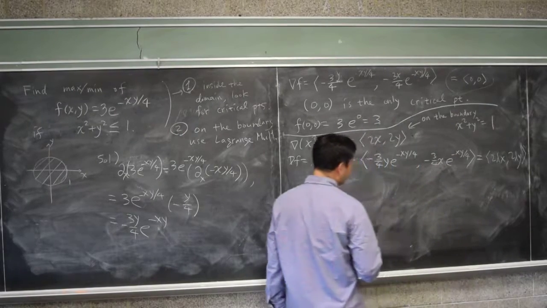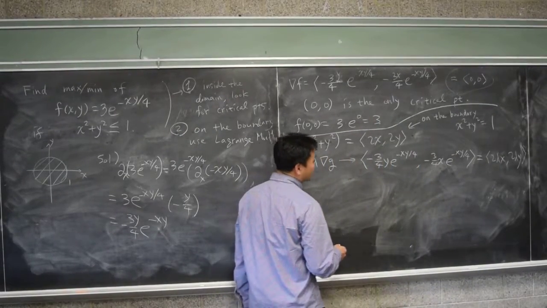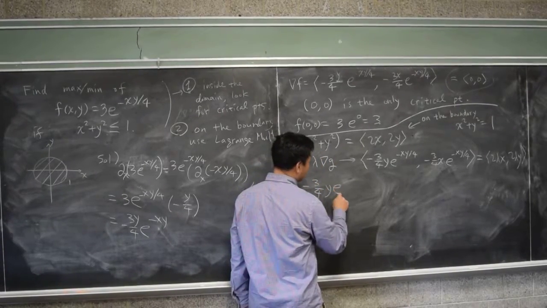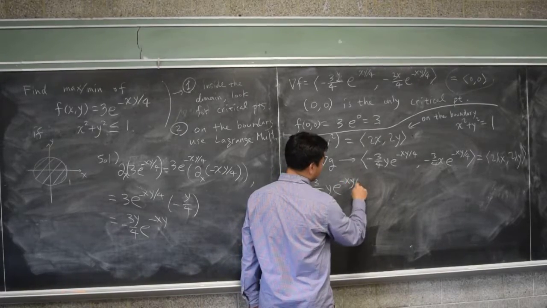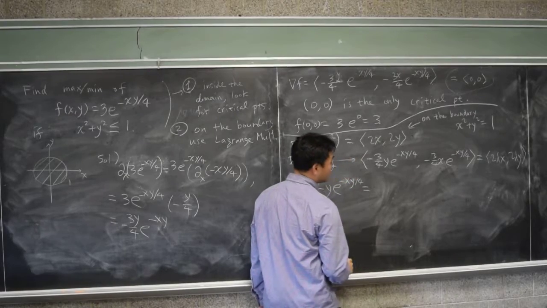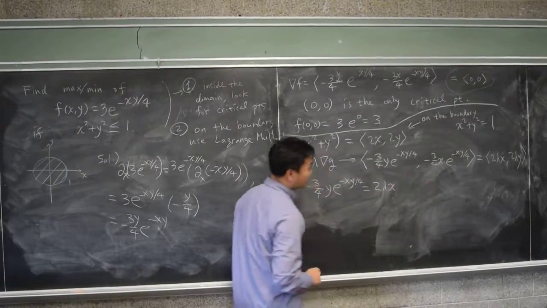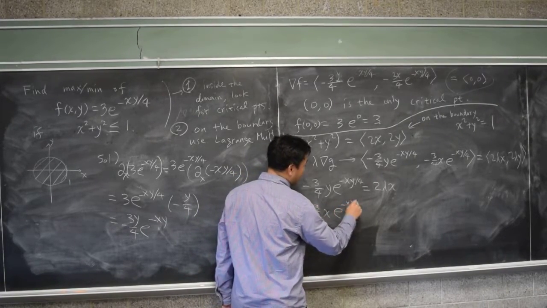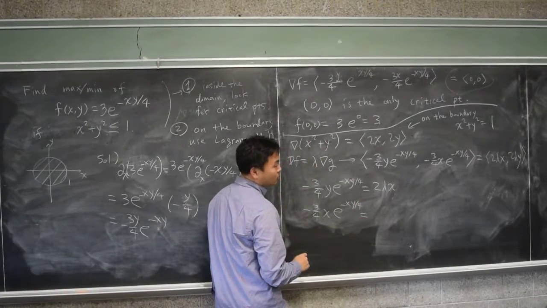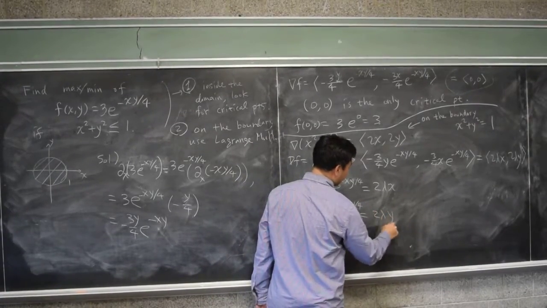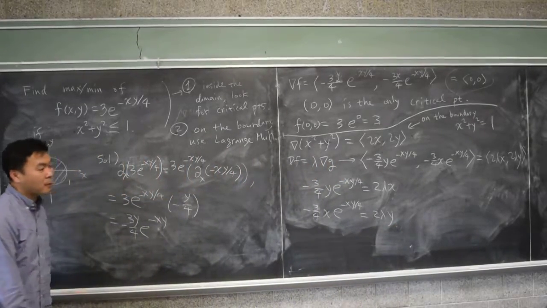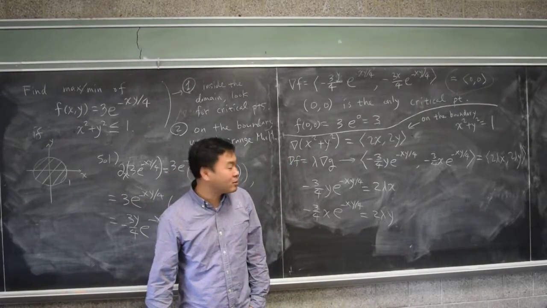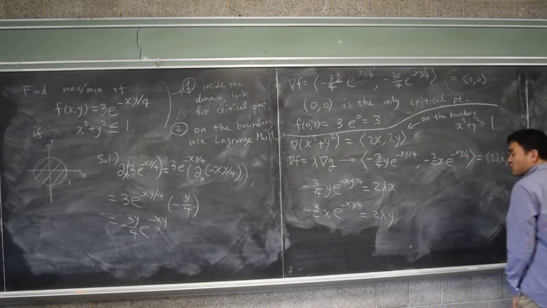Okay, and then we have the following. We have that negative 3 over 4 y times e to the negative xy over 4 is equal to 2 lambda x, and negative 3 over 4 x e to the negative xy over 4 equal to 2 lambda y. Okay. Now, it looks like a system of equations that is impossible to solve, but let's do this.